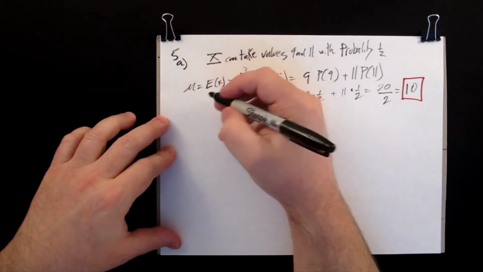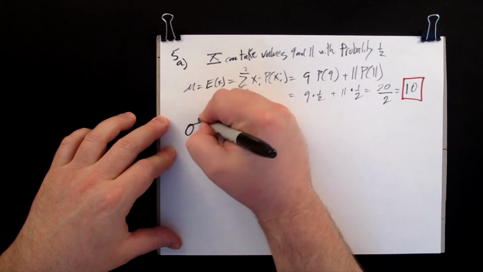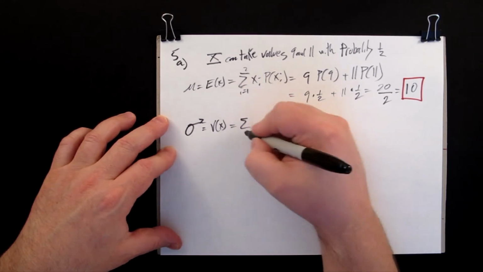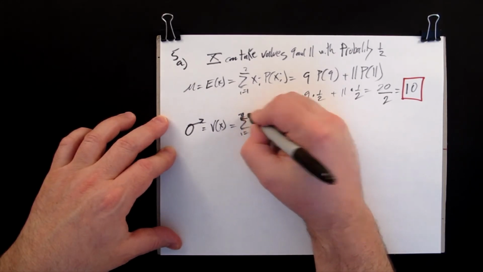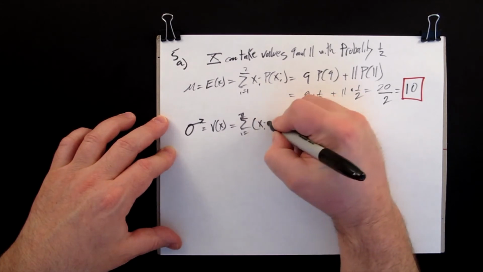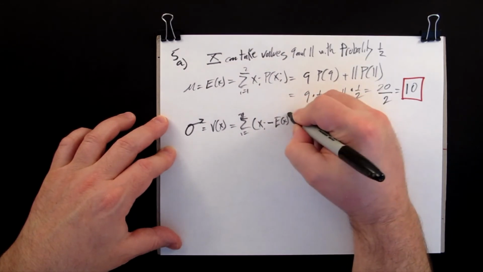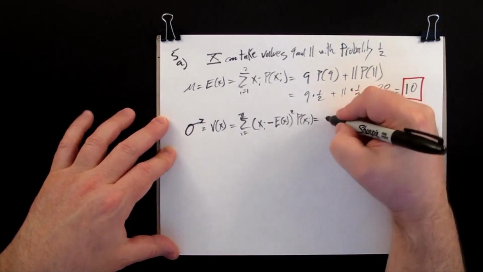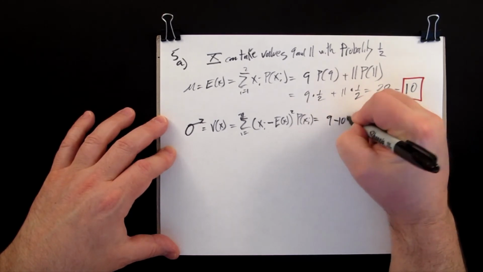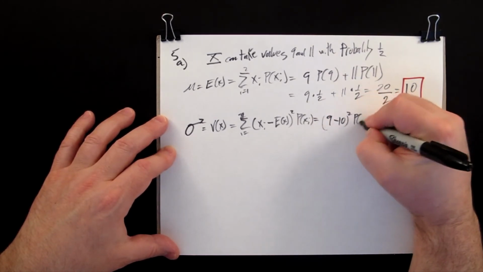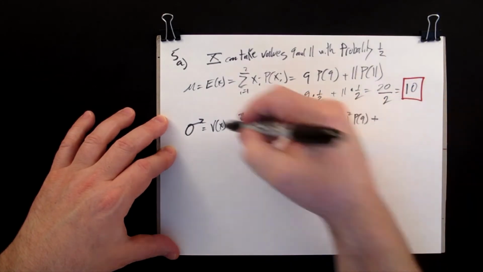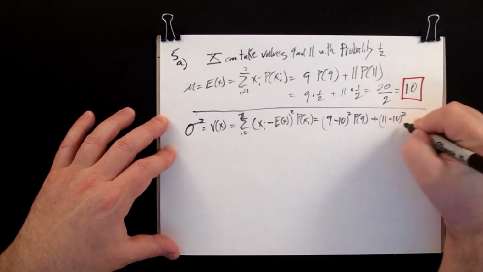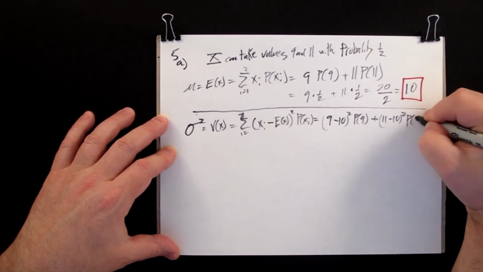Next, for B, for the next part of this, we need to find the variance. So that is, again, the variance is the sum over all possible values. In this case, we have 2 of the observation minus the expected value. That distance squared times the chance of seeing that observation. So this is going to be 9 minus 10 quantity squared times the chance of seeing 9 plus 11 minus 10 quantity squared, distance squared from the mean, times the chance of seeing 11.